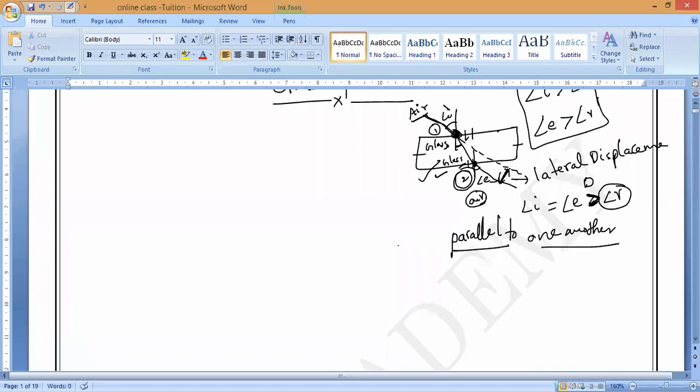In place of this, we will study the refraction of light through a glass object whose opposite faces are not parallel. Do you understand, guys? Whose opposite faces are not parallel to one another. That is what we call a triangular glass prism.